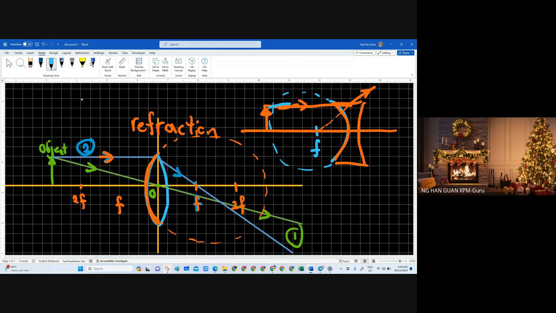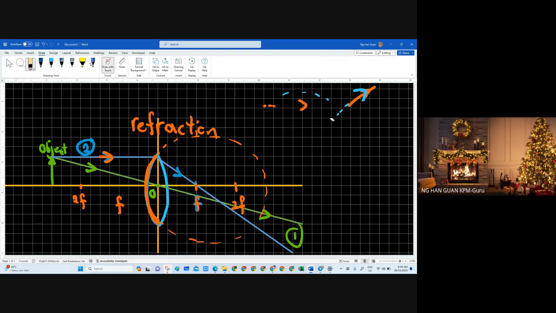So the light parallel with the principal axis, after entering the lens, will diverge from the focal point. So these are the two differences between the concave and the convex lens, the F that we are referring to. Okay. So we have three lines to form the image. But in the exam, you just need to draw any two, because any two can form the image already.